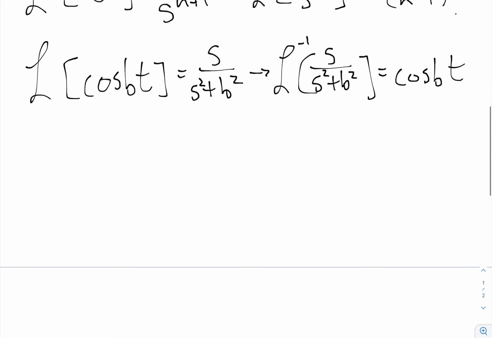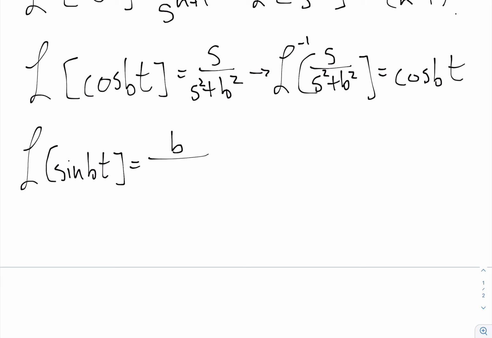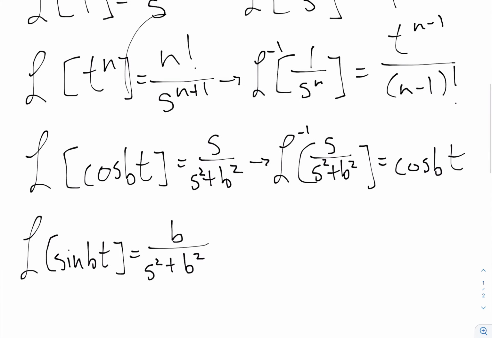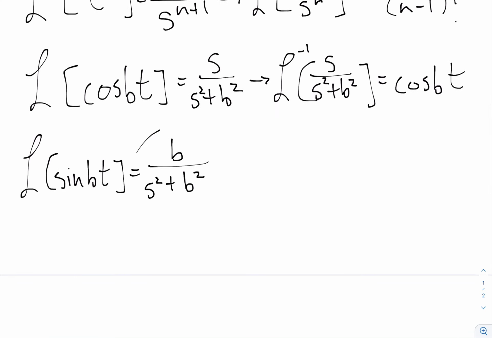Now with sine, it's a little different. The reason it's a little different is because, remember, the Laplace transform of sine bt was like cosine bt, except instead of s on top, it was b over s squared plus b squared. So it's going to be really rare where you see a b on the top and b squared on the bottom, adding into s squared. Just like with the one up here, where it's rare to find n factorial over s to the n plus 1, you're not really going to see this much in math. It's going to be hard to recognize.